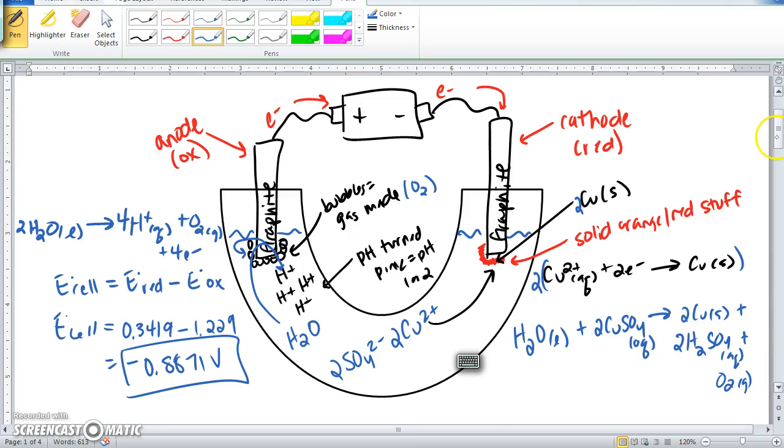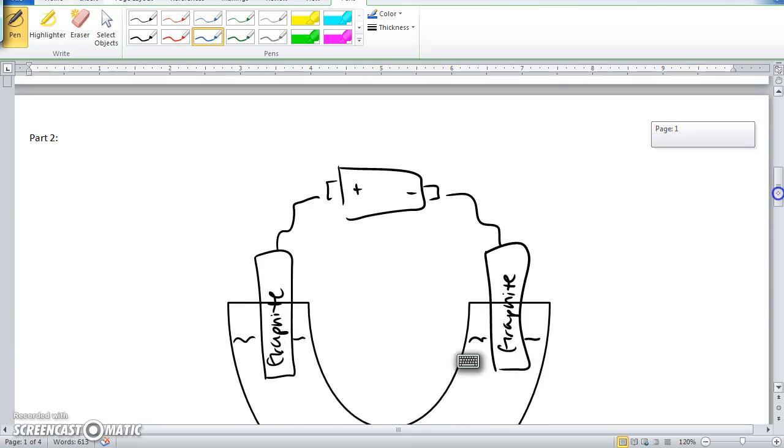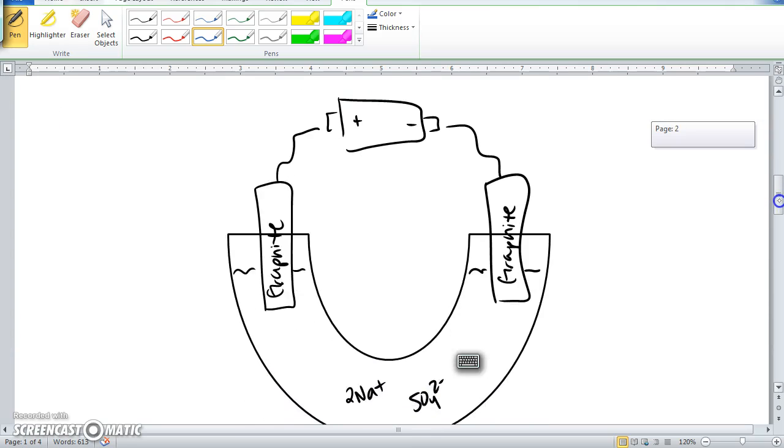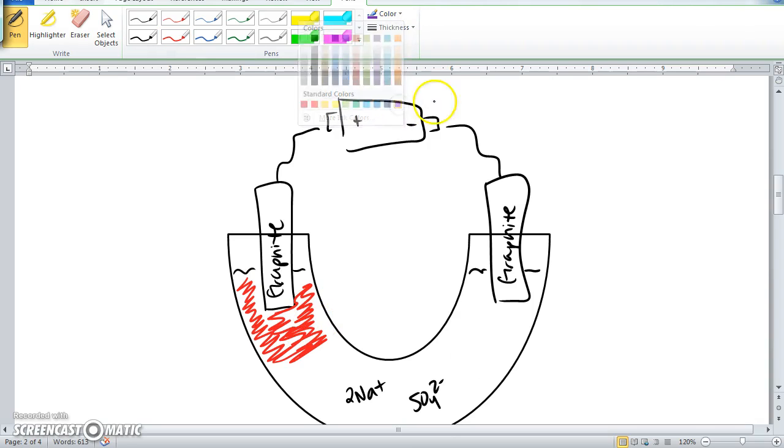So let's go ahead and do the answer for part 2 now. If we think about some of the observations we had, we put Na2SO4 solution into this. What we started to notice is that at the anode, our universal indicator turned red. And at the cathode, my universal indicator turned purple.